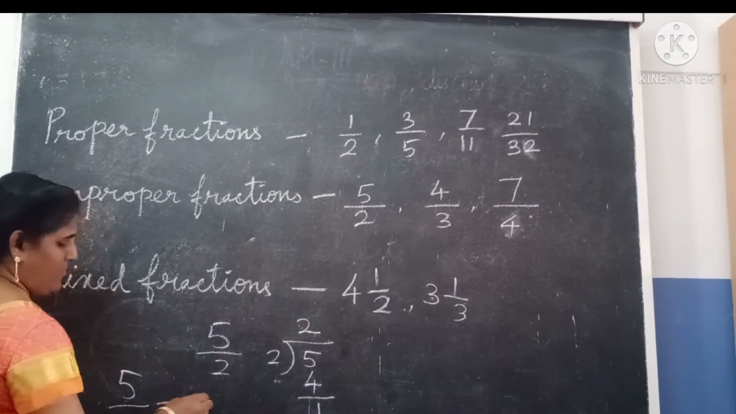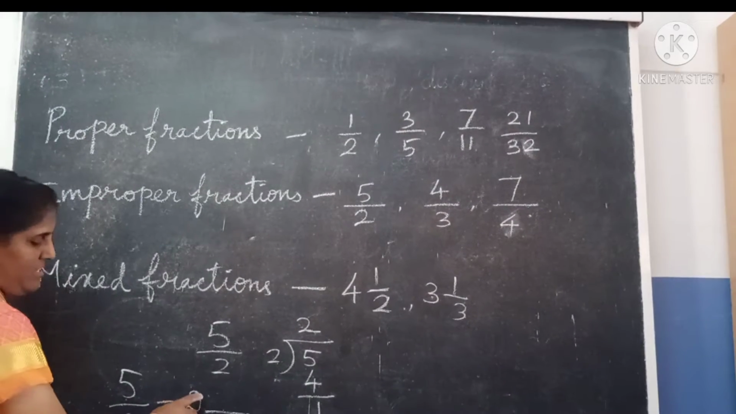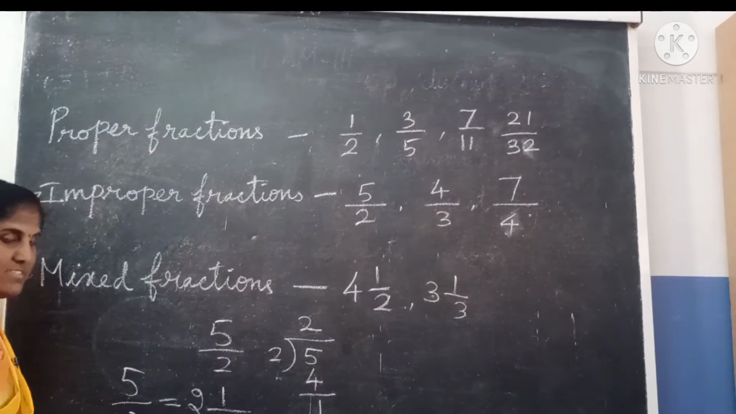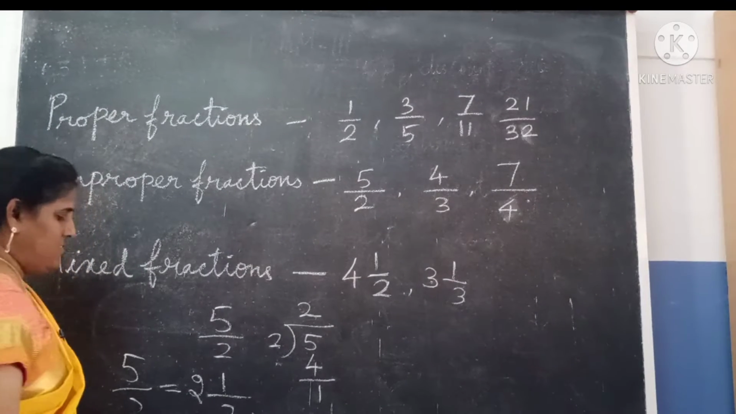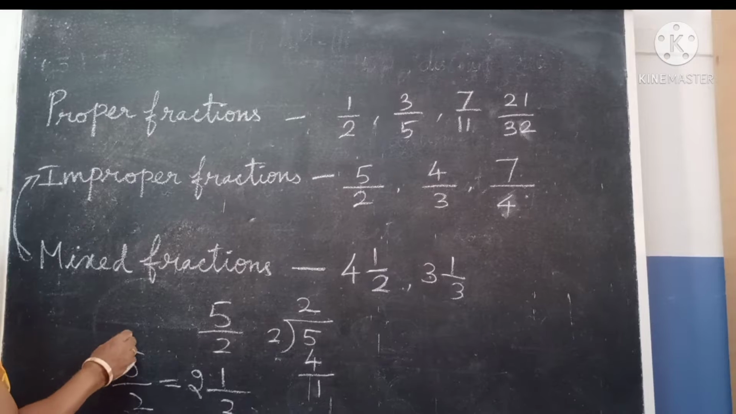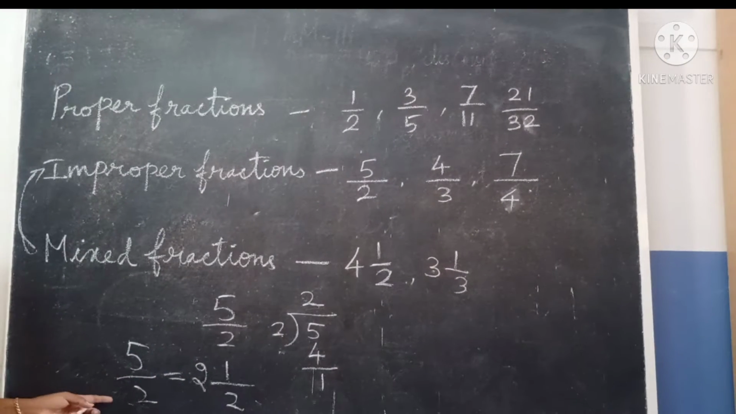Take the quotient 2 as the whole number and write the remainder as the numerator. Our denominator is what? As usual, 2. So if we want to convert an improper fraction to a mixed fraction, that is the answer. That is the method.